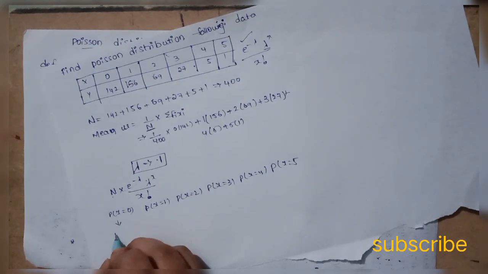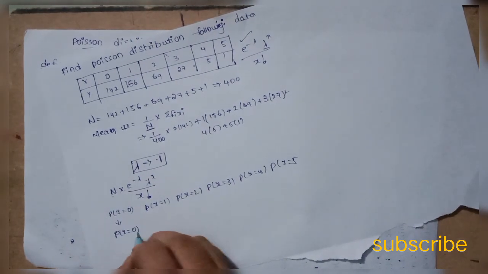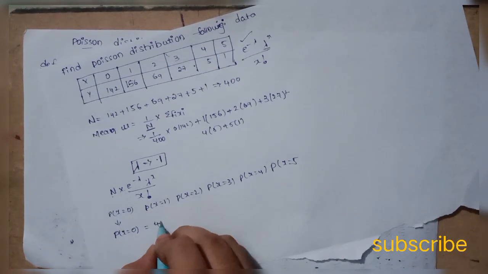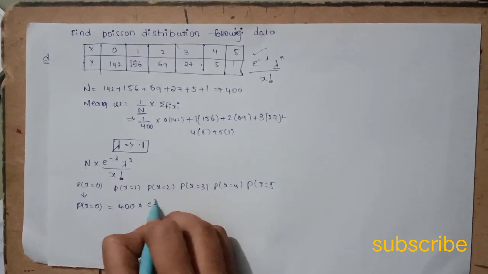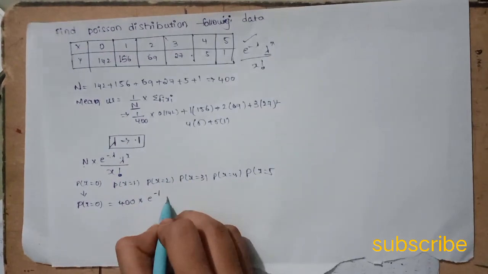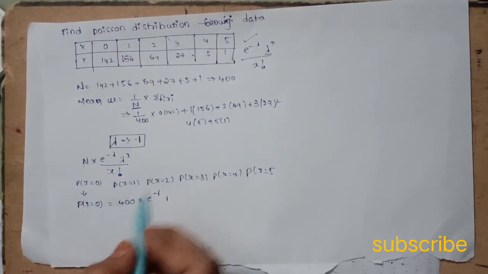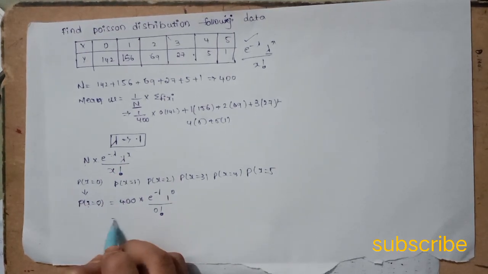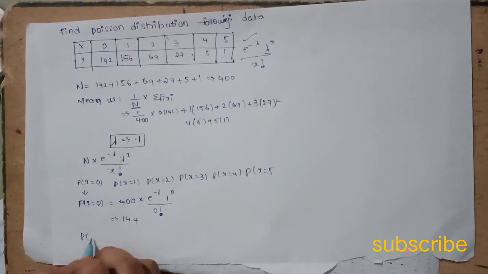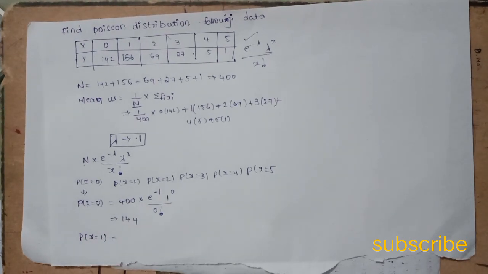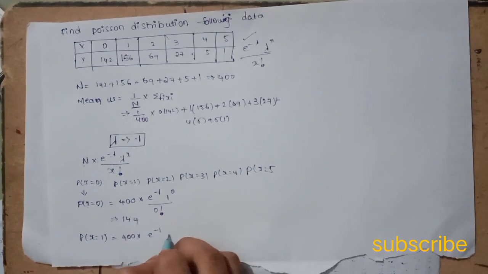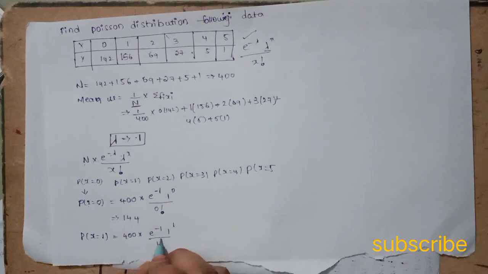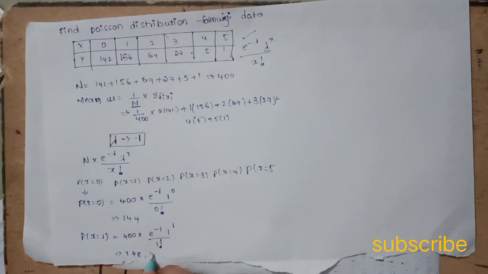First, p of x equal to 0 is equal to N, which is 400, into e to the power minus lambda. What is the lambda value? 1, into 1 power x, where x is taken as 0, by 0 factorial. The value is 144. Next we find p of x equal to 1, similar to p of x equal to 0: 400 into e power minus 1, 1 power 1 by 1 factorial. The value is 148 or 118.